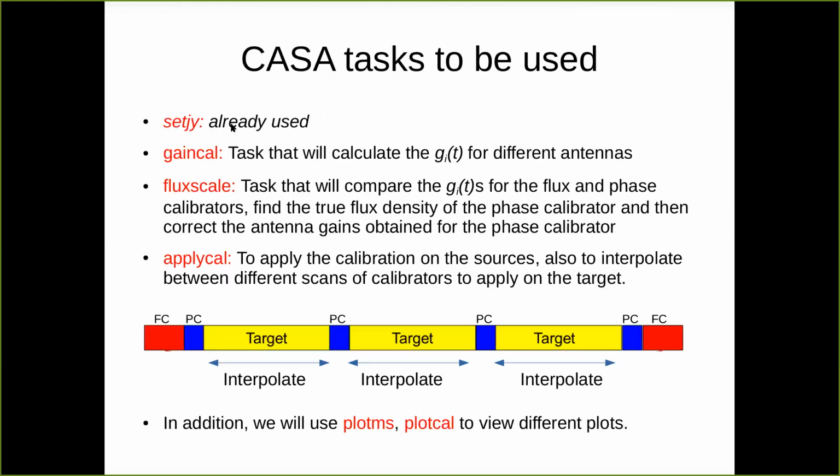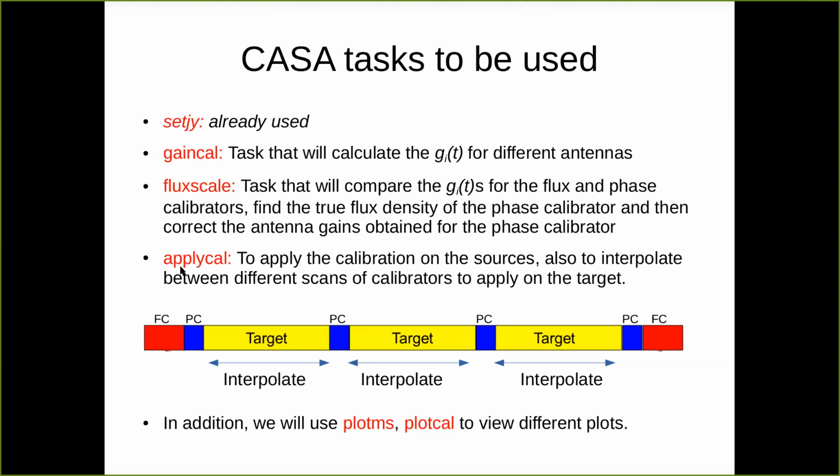It is used to insert the model data for the flux calibrator, for whatever sources for which you already know the spectrum. Gaincal is the task that will calculate this G_i G_j for the sources that you want to calculate. Fluxscale is the task which will make the comparison between the gain amplitudes that you obtain for two different calibrators, and from this comparison it will give us the flux density of the phase calibrator, and also, if you choose, it will correct the antenna gains obtained for the phase calibrator and give you new calibration solutions.